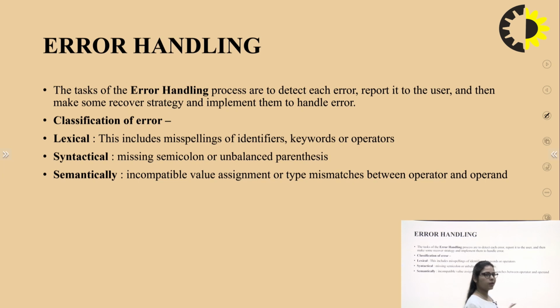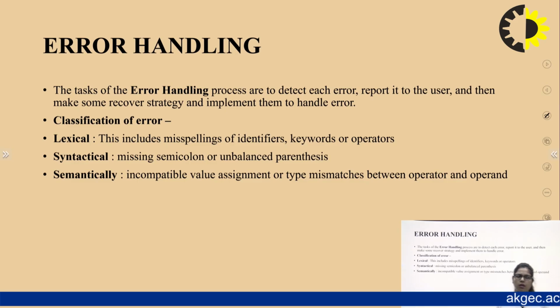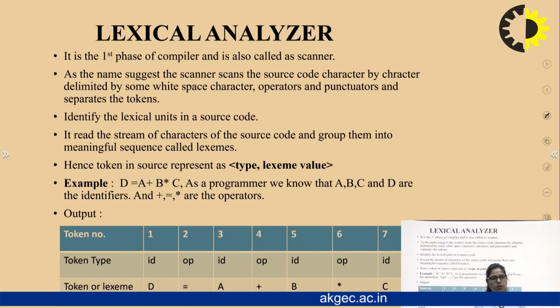If I'm talking about lexical errors, they include misspelling of identifiers, keywords or operators. Syntactical errors are things like a missing semicolon or unbalanced parentheses. Semantical errors are incompatible value assignment or type mismatch between operators and operands. These are the possibilities of errors that a program can generate.